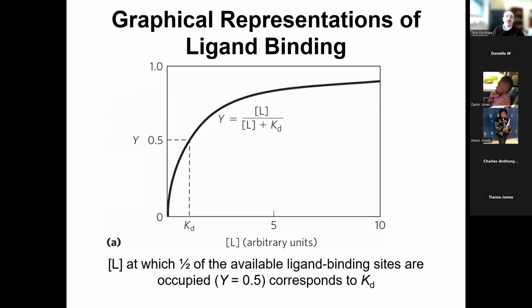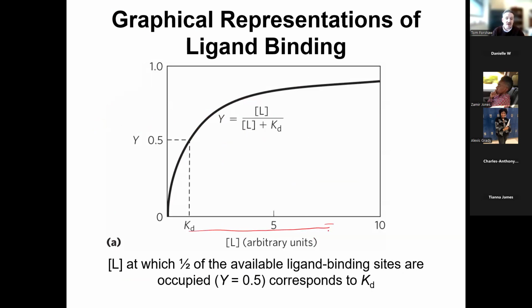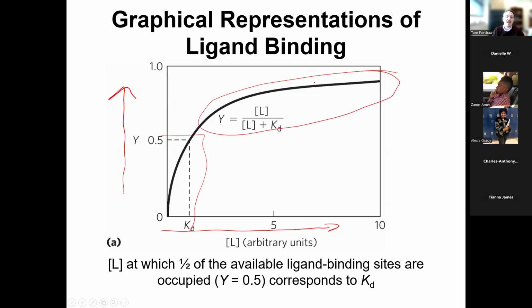Okay. And as with most of these equations, we can put them onto a graph. So this is just saying Y, occupancy, against L, which is the X axis, which is ligand concentration. And you can see that as we increase the ligand concentration, we also increase the occupancy. At first, it is quite rapid, but then after a while, it becomes saturated and slows down.